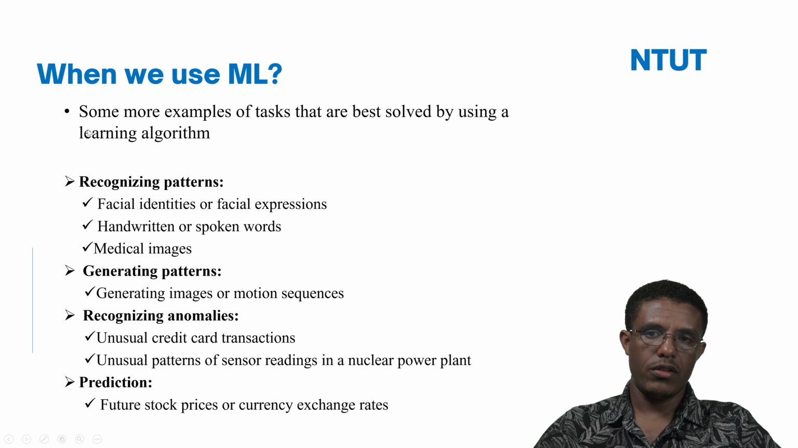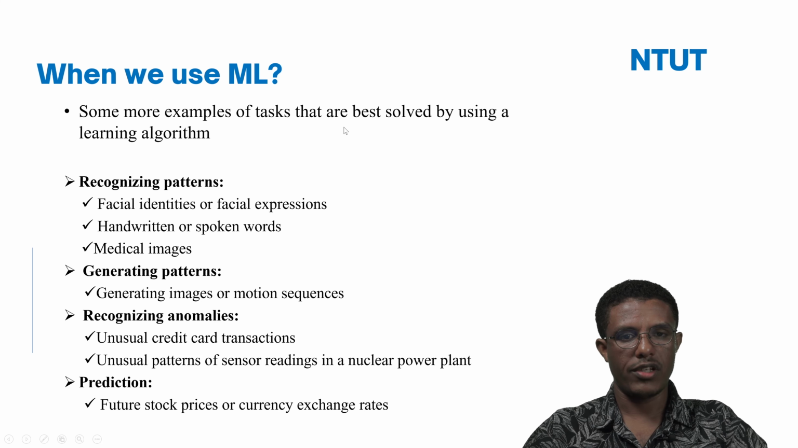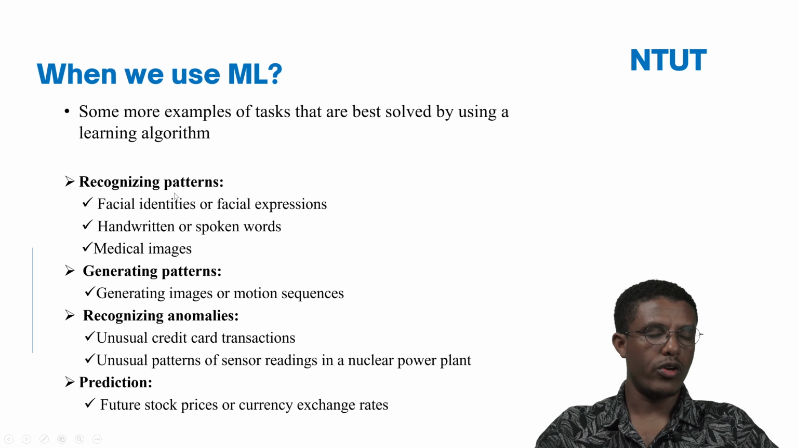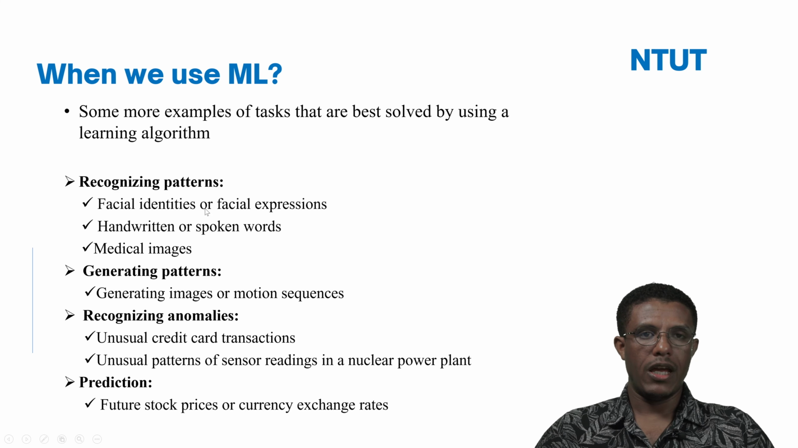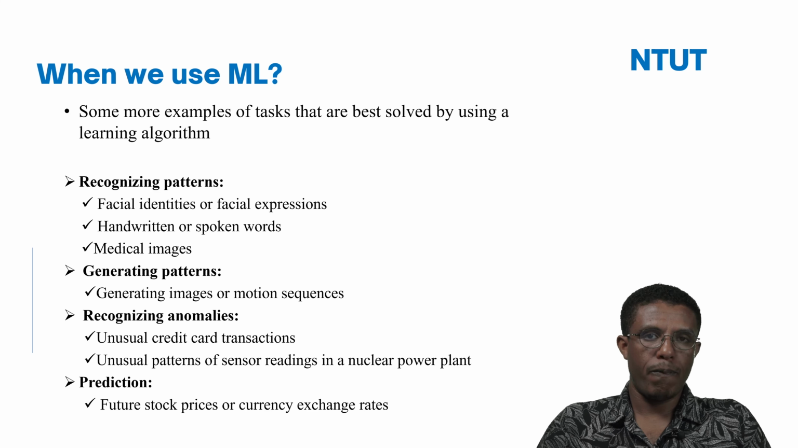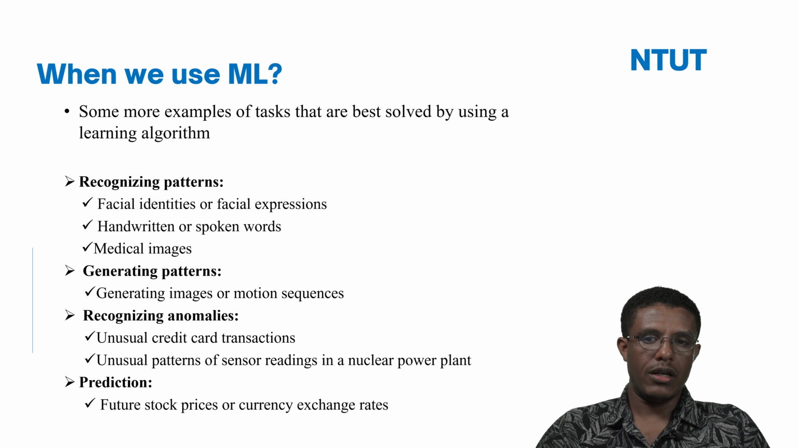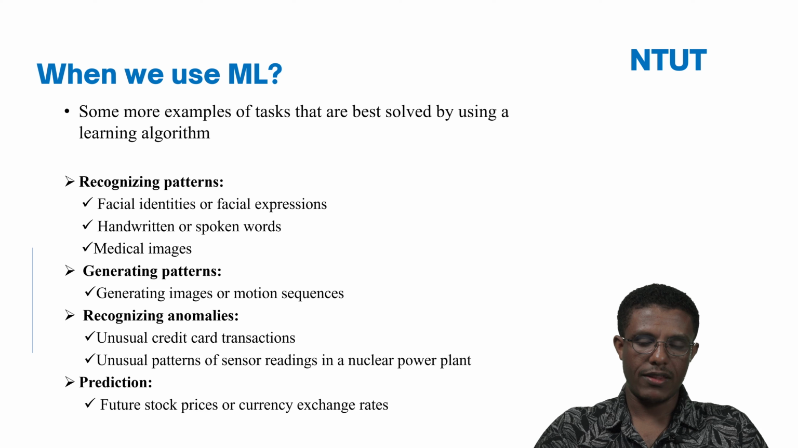There are also other tasks where we use machine learning, for example, recognizing patterns. Recognizing patterns means things like facial identification or facial expression. By just seeing a human face, we can identify, for example, the emotion from the face, whether he is angry, happy, or sad. We can detect this type of thing from facial expressions and classify it like that.